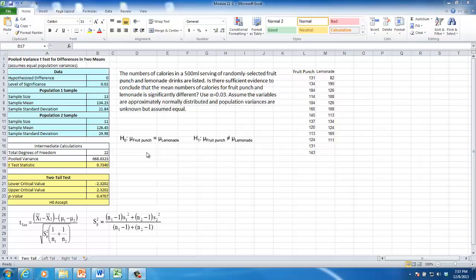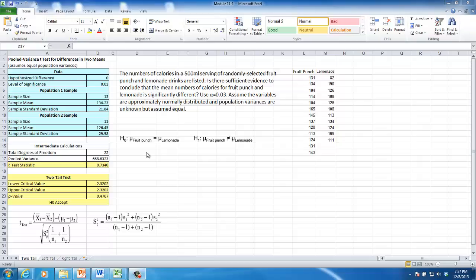We want to test here if the calories for fruit punch and lemonade are equal or not equal. So the steps are very similar. First step is to set up our hypothesis. Here, H0: mu for fruit punch equals mu for lemonade, and H1: mu fruit punch is not equal to mu lemonade. Make sure mu stands for population mean and x bar is for sample mean.